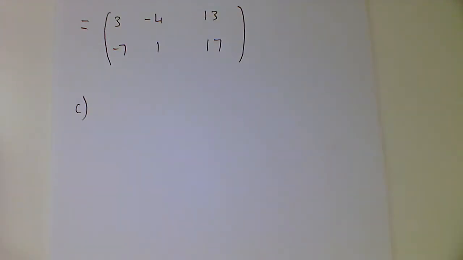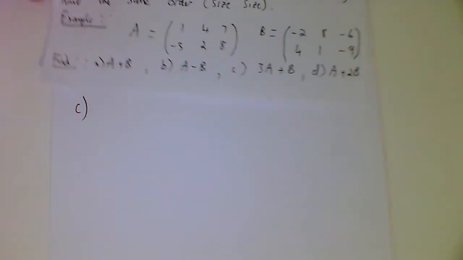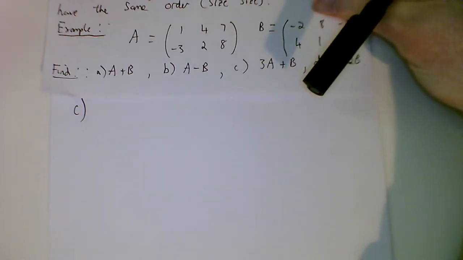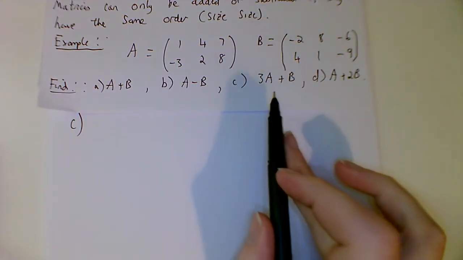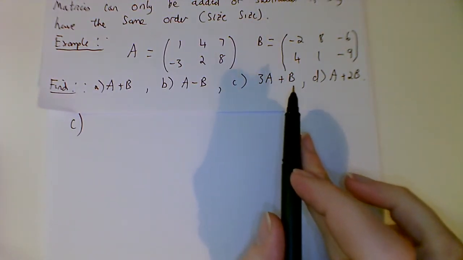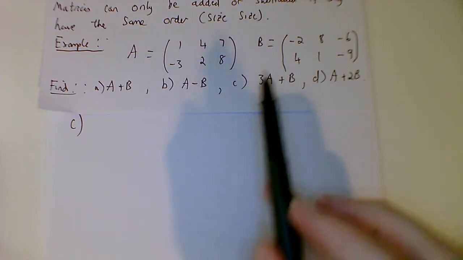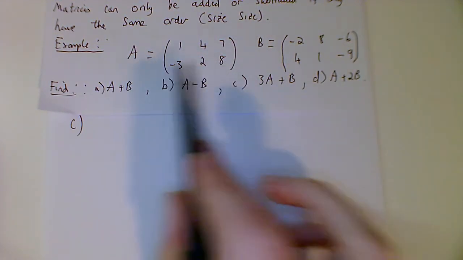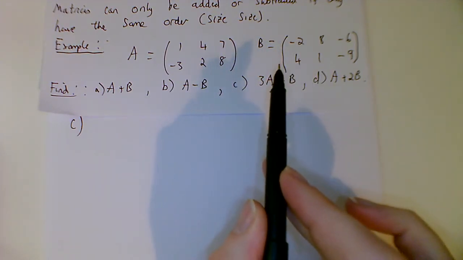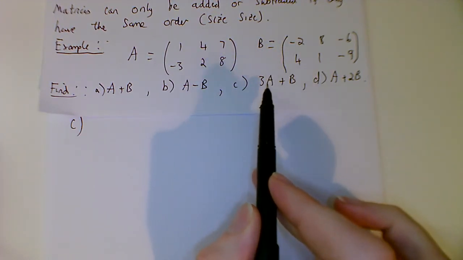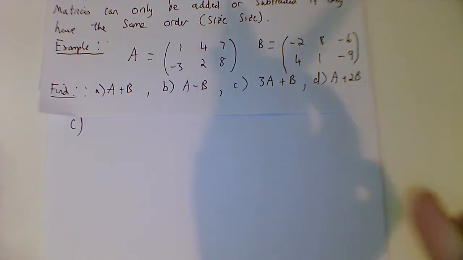So it's just exactly as you would expect. So let's look at C. I'll just put the matrices up here for this. In C, it's asking me to do 3A plus B. So what I'm going to do is multiply everything in A by 3 and then add on B later, because the rules of BIDMAS still apply. You do multiplying before you would do adding.